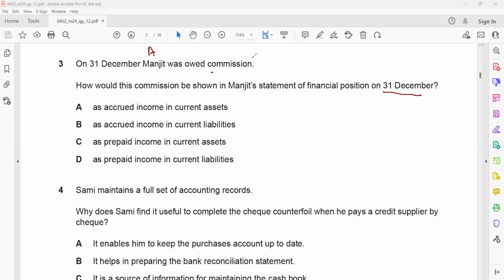So this is the income to Masjid. So income to Masjid, owed means accrued. So accrued end of the year for income is an asset. So current asset. So this is the accrued income.